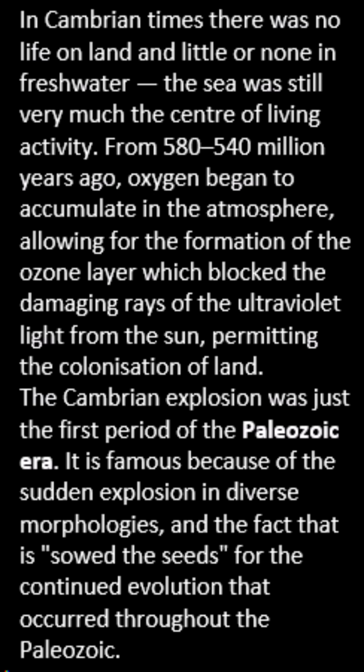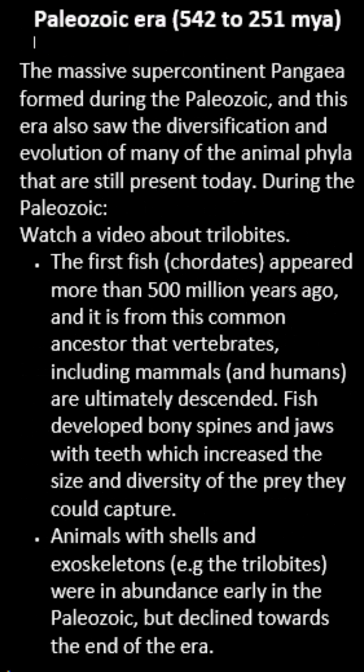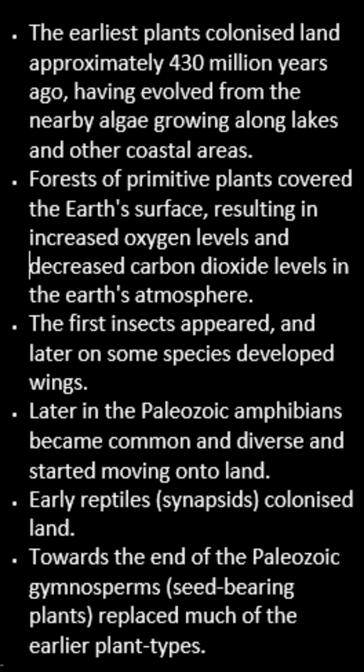Got it. So after the Cambrian explosion. We enter the Paleozoic era, the era of ancient life. Running from about 542 to 251 million years ago, a lot happened here. The supercontinent Pangaea actually came together during this time. In the oceans, we saw the first fish, which are chordates, that's our own lineage. Our distant ancestors. Pretty much. Animals with shells and exoskeletons, like the famous trilobites, were everywhere. And crucially, this is when plants first colonized land, maybe 430 million years ago. They evolved from algae. This led to the first forests, which dramatically changed the atmosphere again, boosting oxygen levels.